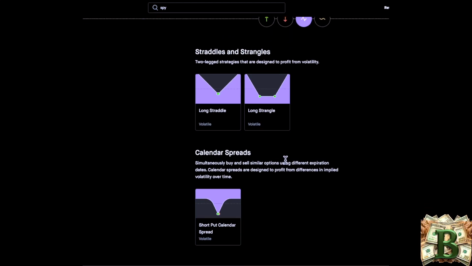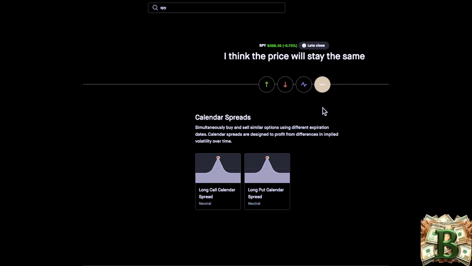But a lot of people do. And then you have this, which, these are ridiculous. They're calling it a long call calendar spread or a long put calendar spread, but for the most part, these are mostly known as iron butterflies or iron condors, where basically you think that the price is going to stay within a range.